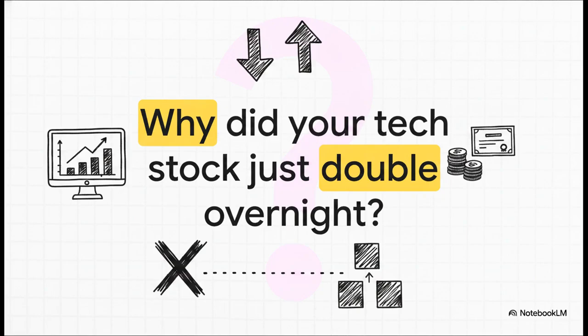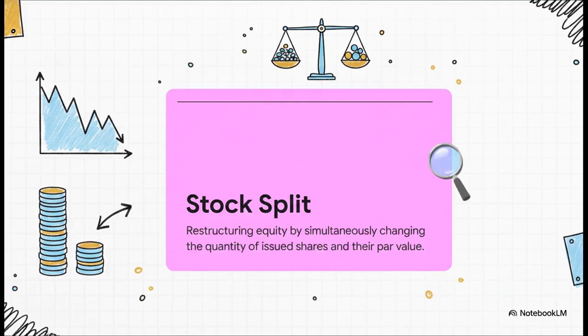Picture this. It's first thing in the morning. You check a client's portfolio and bam, their holding in a major tech stock has literally doubled overnight. Your immediate instinct might be to look for a massive unrecorded trade. But then you notice something else. The price of that stock has been cut exactly in half. It's not a glitch, and nobody made a mistake. What you're looking at is a classic stock split, or what's sometimes called a subdivision.